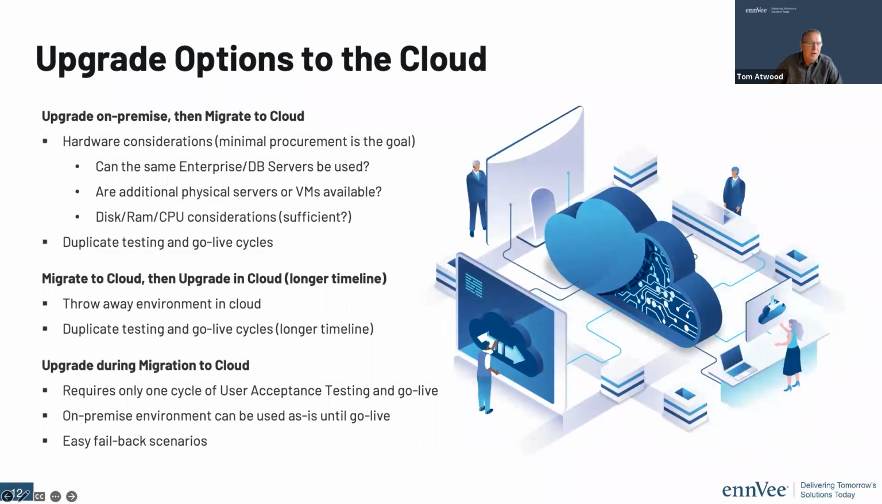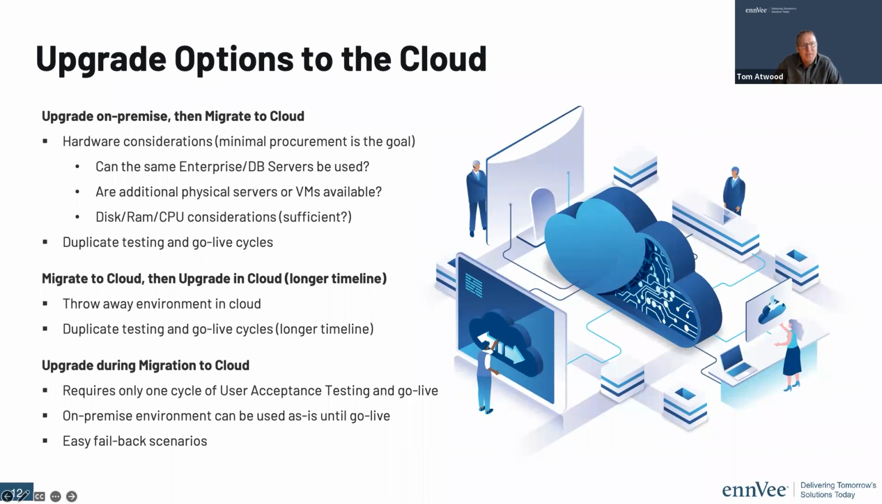So the upgrade options, if you're going to consider an upgrade as part of a migration to the cloud, you have to consider your hardware. The goal is to do minimal procurement if you're going to do this on premise. The three options are basically you could upgrade on premise and then migrate it to the cloud, or you migrate to the cloud and then upgrade in the cloud, or you can upgrade as part of the migration. I recommend the latter. It's not always an option, but that's probably the preferred course of action.